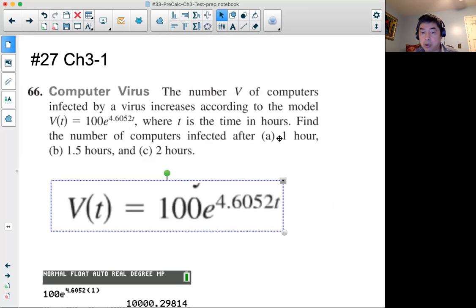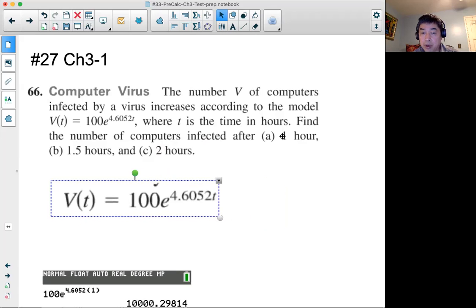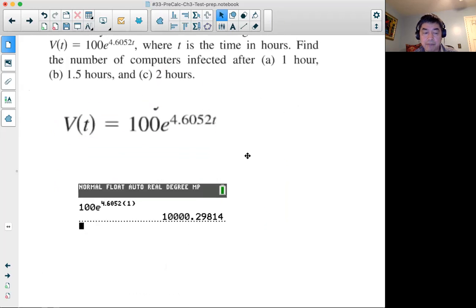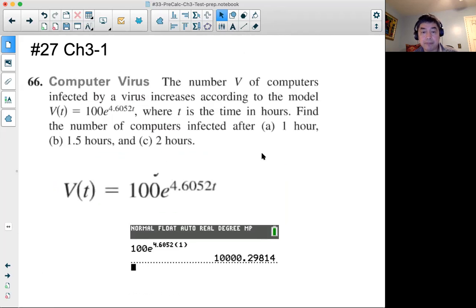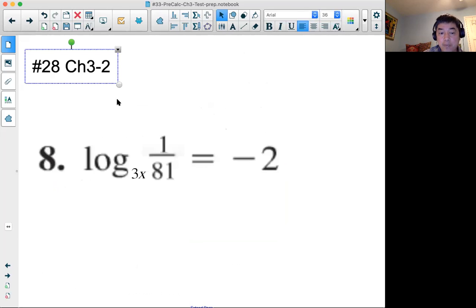And I just do only one of the questions, which is to plug in T equals 1 for 1 hour. So you plug in T equals 1, so it's going to be like this: 100 times e to the 4.6052 times 1. So this is going to be around 10,000, okay? So that's the first question. And if you plug in 1.5, inside the parentheses, it's going to be 2, okay? This is from assignment 27, your homework, okay?